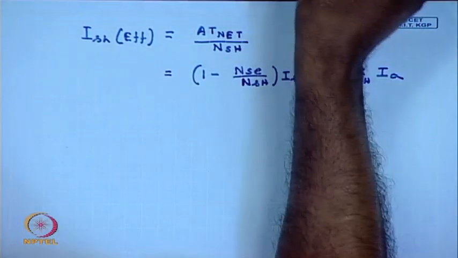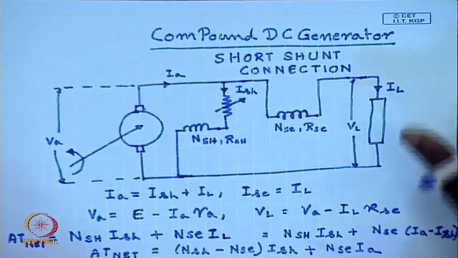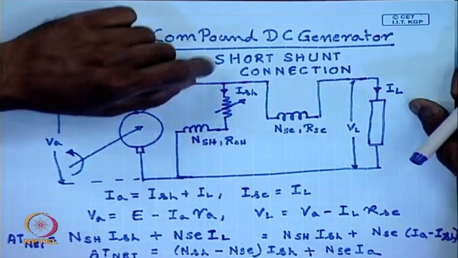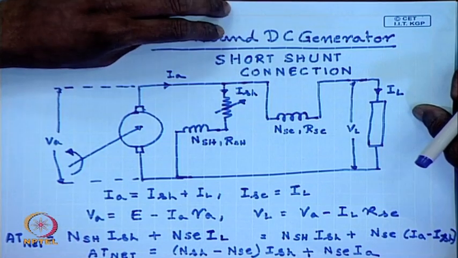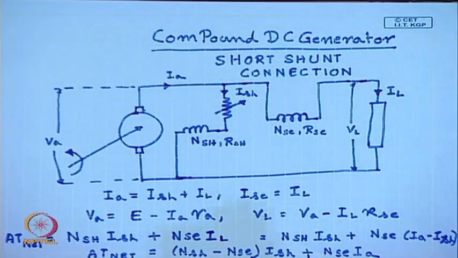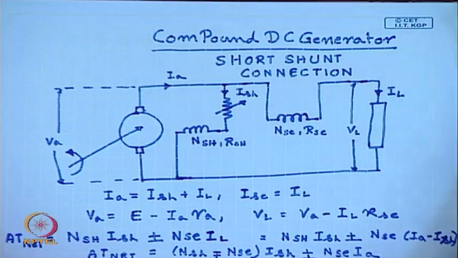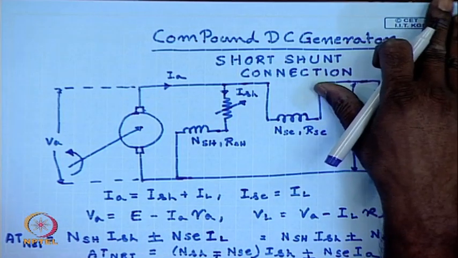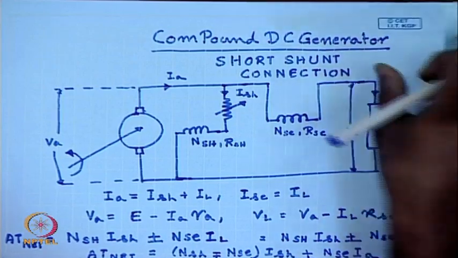It should be appreciated that the series field can be connected in such a manner that it can either assist or oppose the shunt field flux. Ideally, we should use a plus minus sign here, that is, the series field current may aid or oppose the shunt field. When the series field current assists the shunt field, this is called cumulatively compound. When it opposes the shunt field, it is called differentially compound.